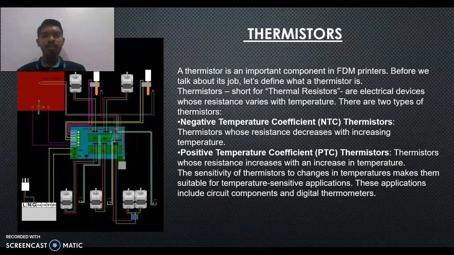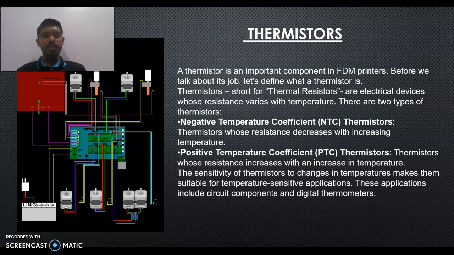So one of the sensors used in 3D printing is the thermistor sensor. A thermistor is an important component in FDM printers. Before we talk about the thermistor's function, let's see what the definition of a thermistor is. Thermistor is a short form of thermal resistor.